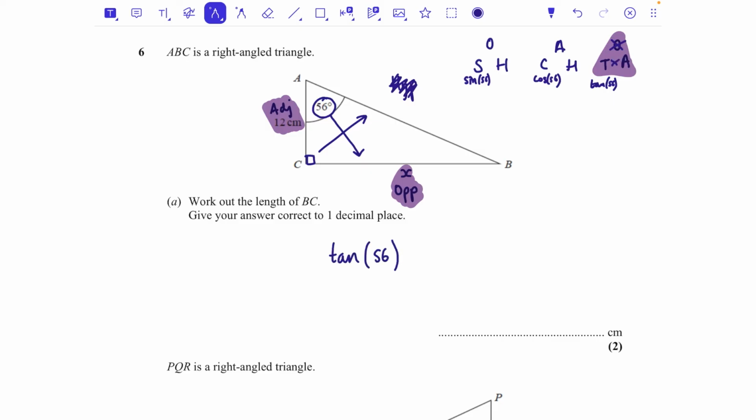Don't forget to shut the bracket after the angle, times by the adjacent A, which is 12. Typing that in my calculator, tan 56, shut that bracket, multiplied by 12 is 17.79073, and they want that to one decimal place, so I'm going to put 17.8 as my answer.